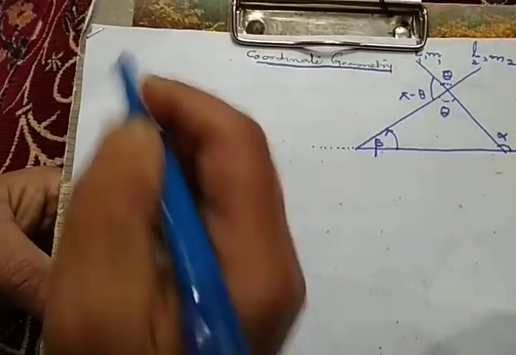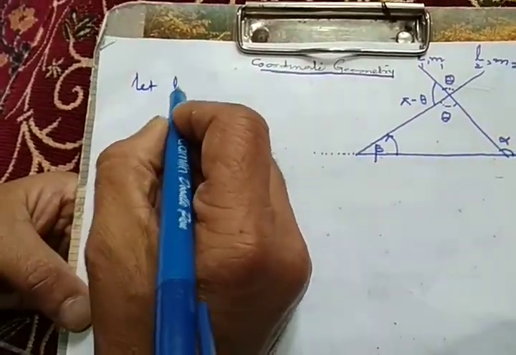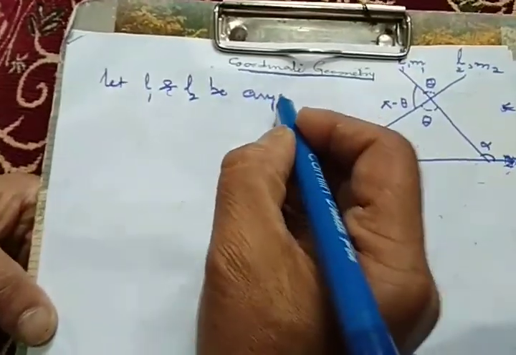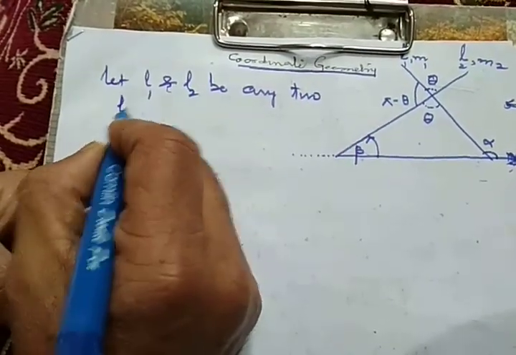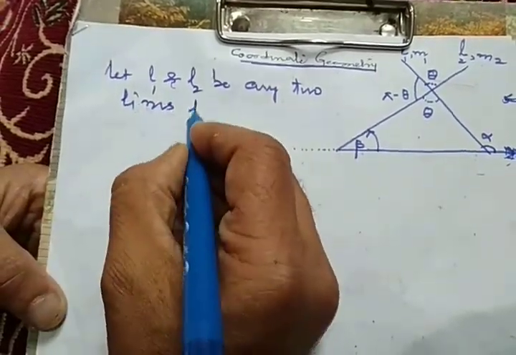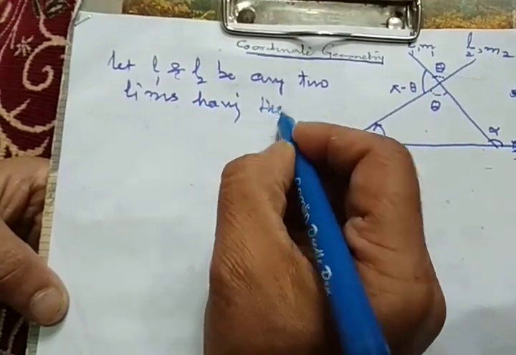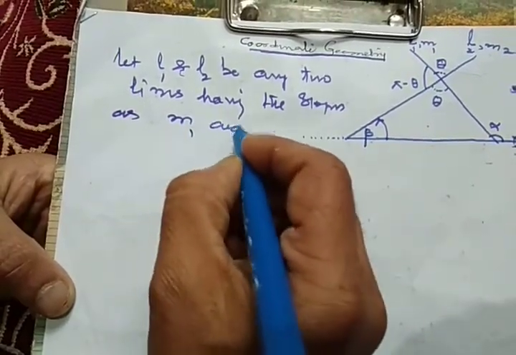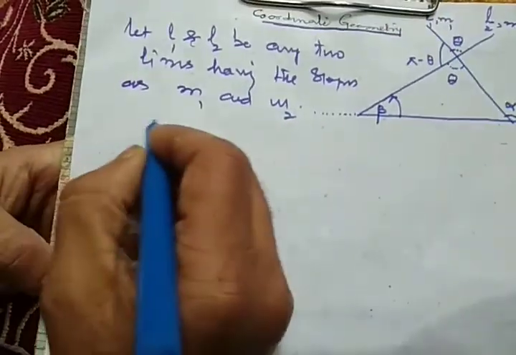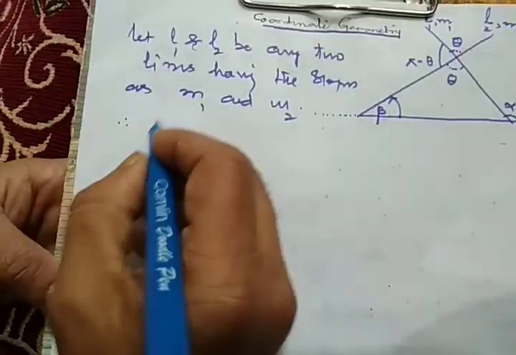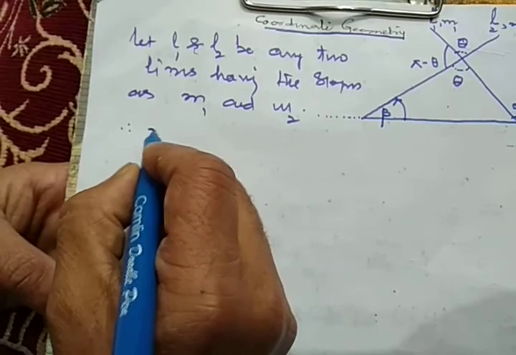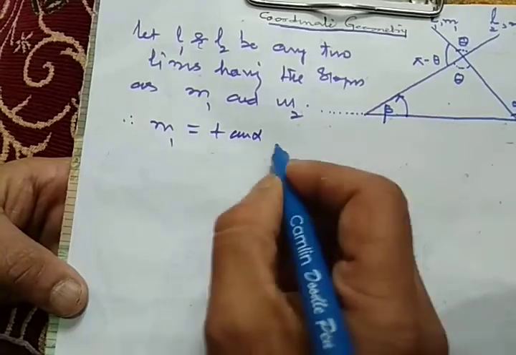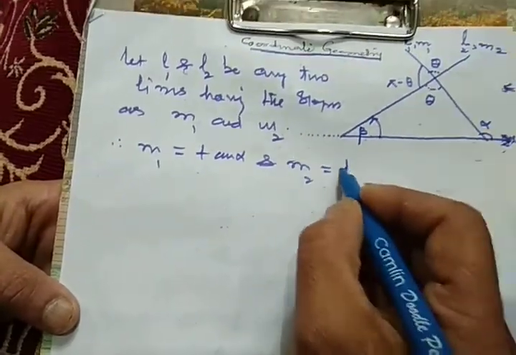So let L1 and L2 be any two lines having their slopes as M1 and M2. Therefore, if alpha is the angle here, we can say that M1 is equal to tangent of alpha and M2 is equal to tangent of beta.